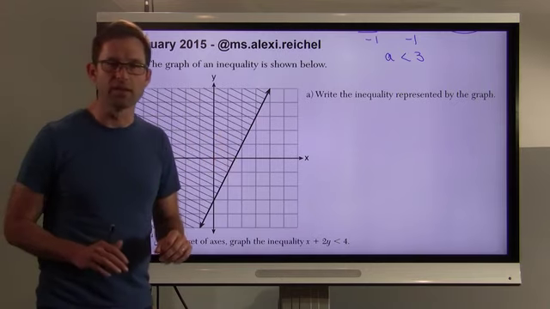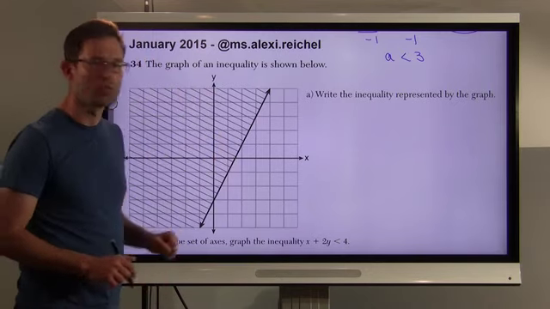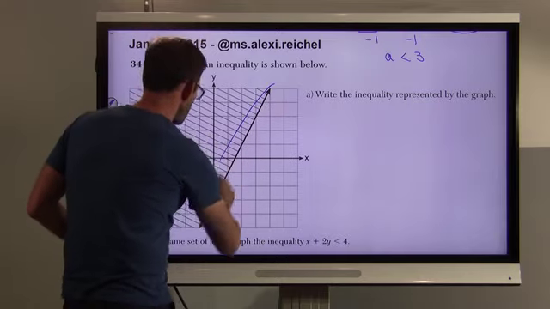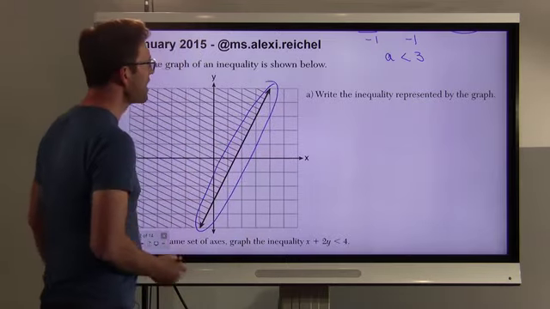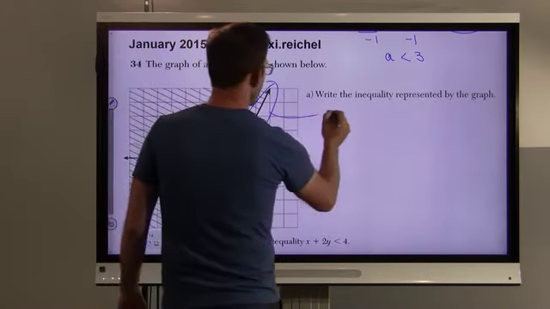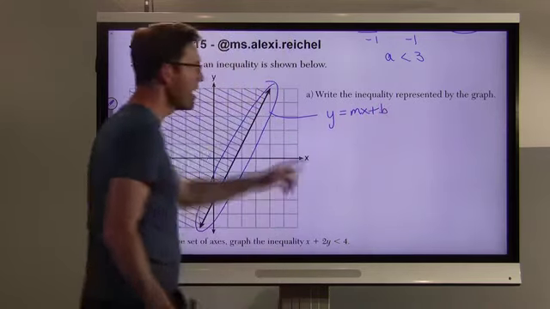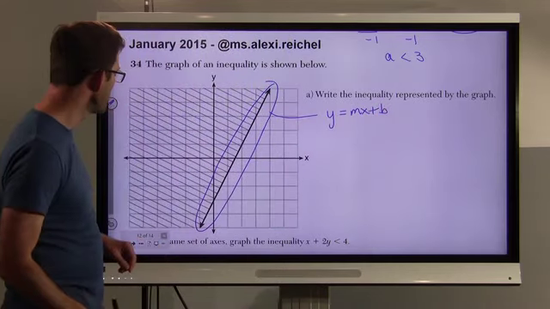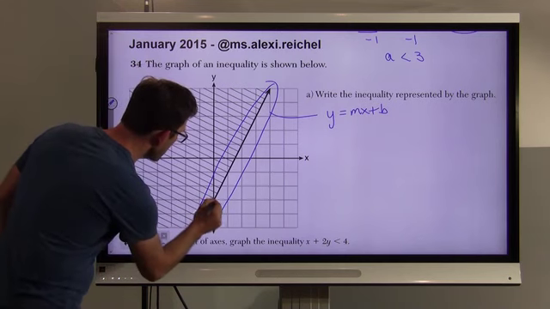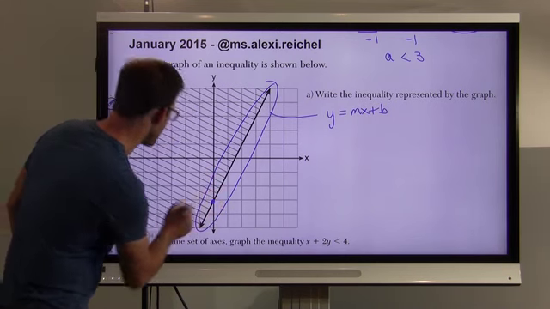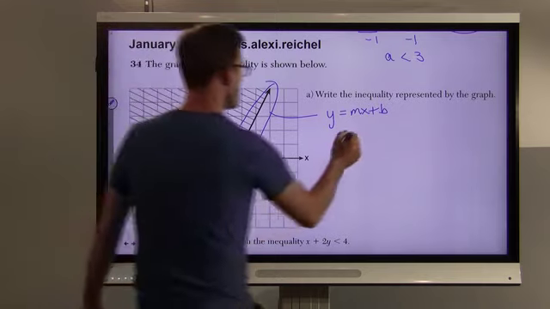Well, here's the deal. Forget about the shading. Just think about this line. What is that line? Let's just talk about y equals mx plus b, where m is the slope and b is the y-intercept. Well, the y-intercept down here is 1, 2, 3, negative 3.